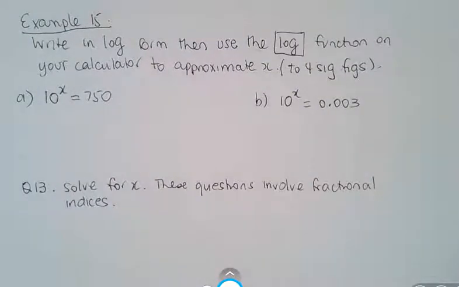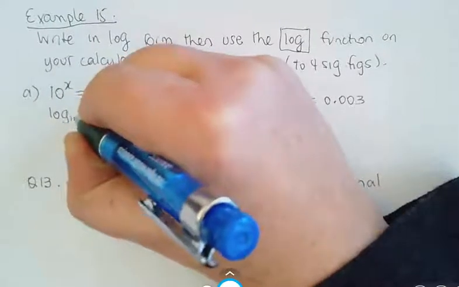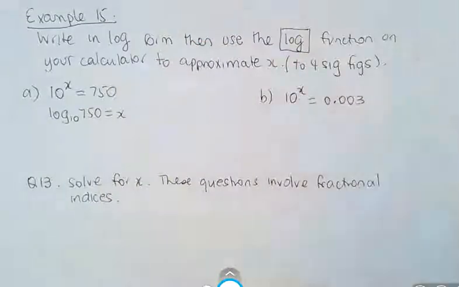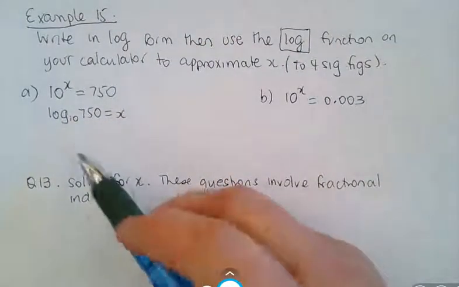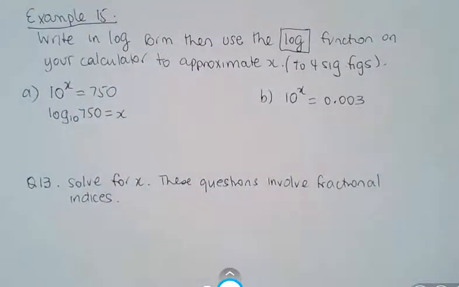How do you write these in log form? Remember, 10 is the base. That's the hint. Log to the base 10 of 750 is x. See? 10 to the power of what is 750? So now you just grab your calculator and press log 750.